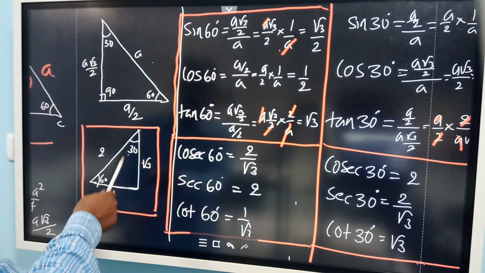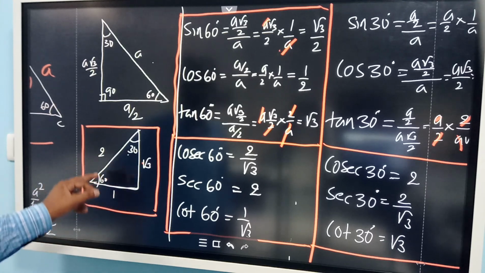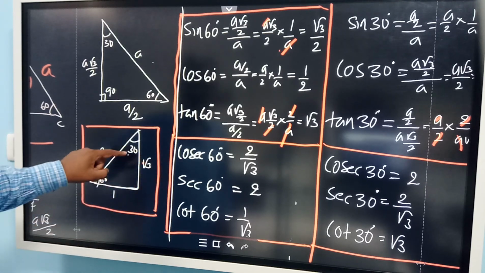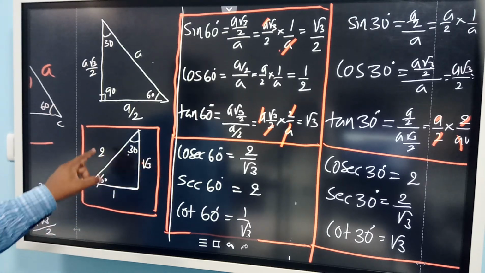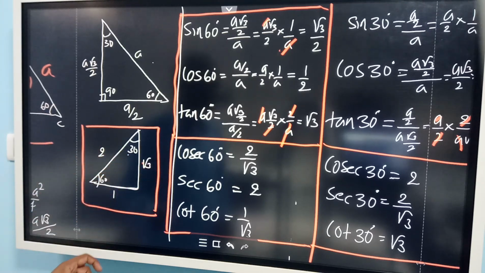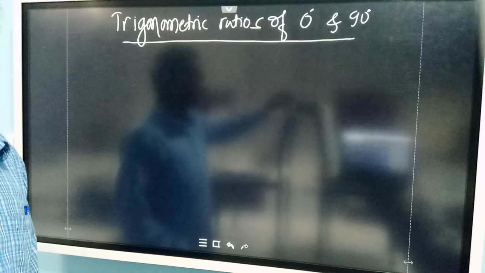So now use the trigonometric ratios. Sin 60 is opposite by hypotenuse, cos 60 is 1 by 2, tan 60 is root 3 by 1, sin 30 is 1 by 2, cos 30 is root 3 by 2, tan 30 is 1 by root 3. Same way you can write all the trigonometric ratios by looking at the diagram itself. So this is how you can remember 30 degree and 60 degree.